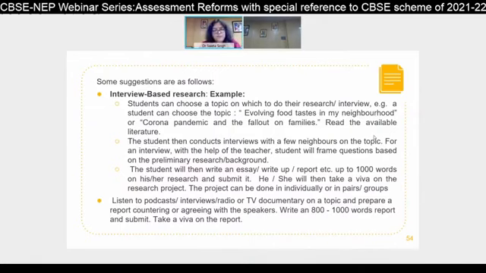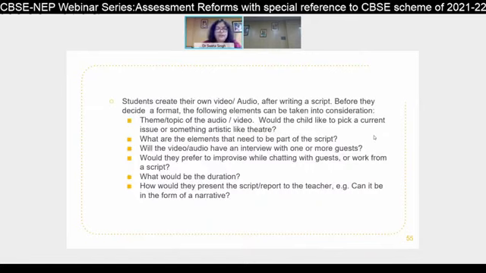The second suggestion for the project is to listen to a podcast, interviews, radio, or TV documentary on a topic and prepare a report countering or agreeing with the speakers. A report can be written on that and submitted, and then a viva can be taken on the report. The next example is that students create their own video and audio after writing a script.